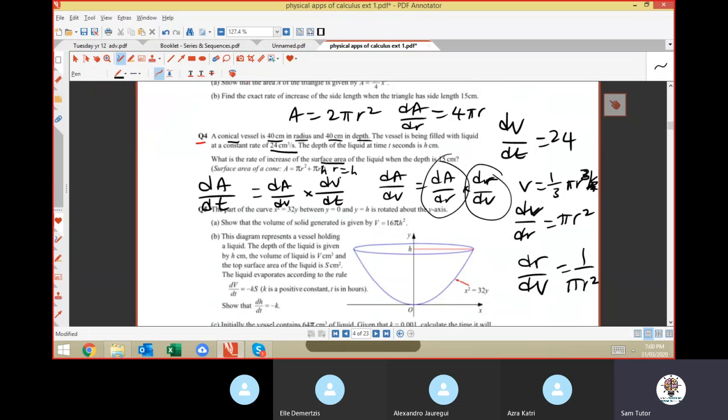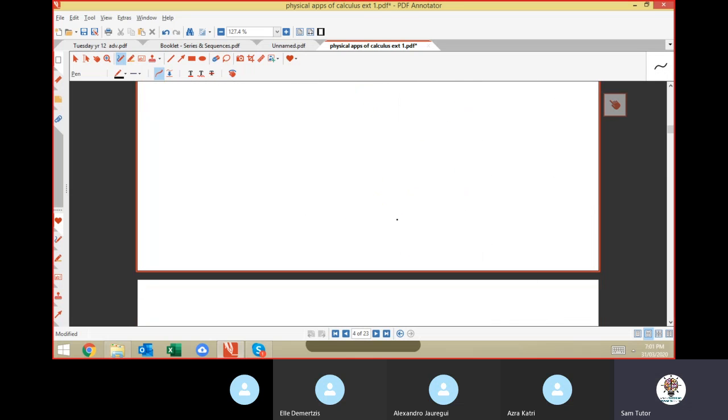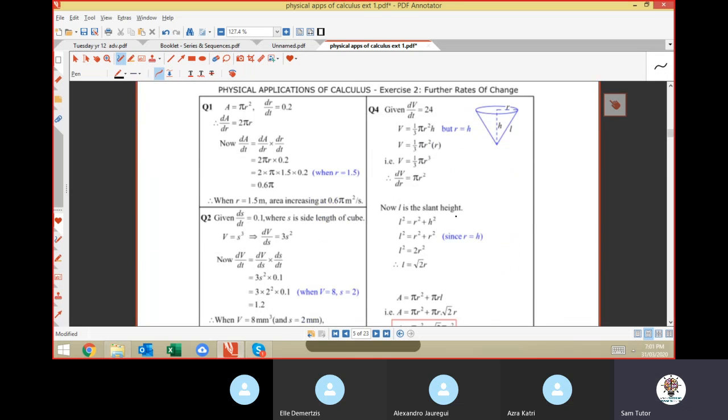I just realized the mistake I made here as I was rushing through this. This was actually meant to be L. I was like, oh, why did I write L when it's H? Surface area is a slant height, yeah? So you're trying to work out L. L is Pythagoras to find your relationship. So L is a slant height.